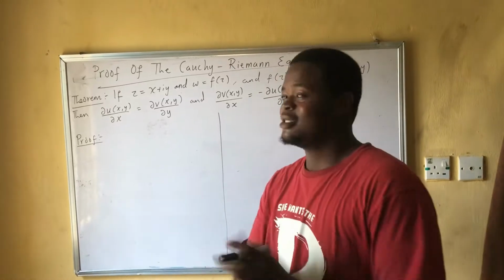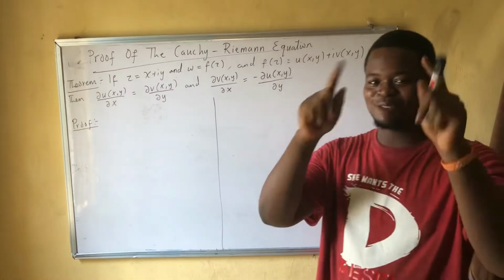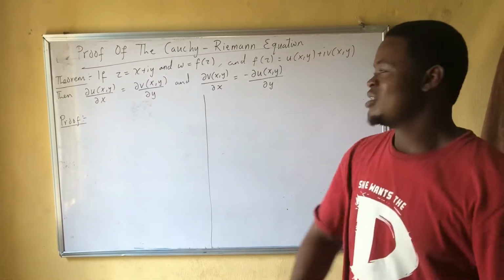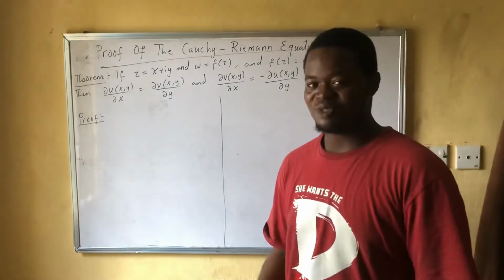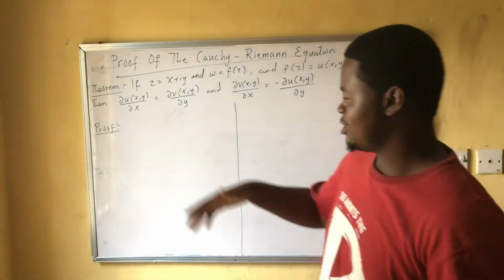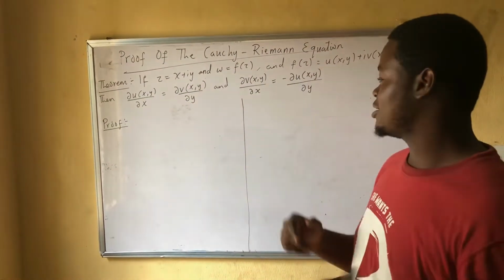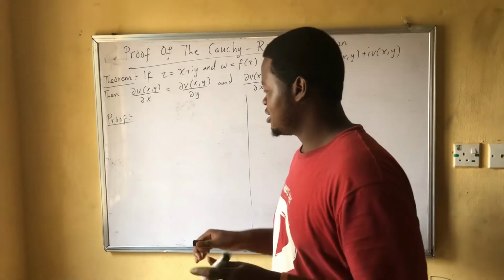Okay guys, so first time I'm showing on play. Okay, so we are going to look at the proof of the Cauchy-Riemann equation. Now, it's too long for me to state the theorem, so let's start with the proof.